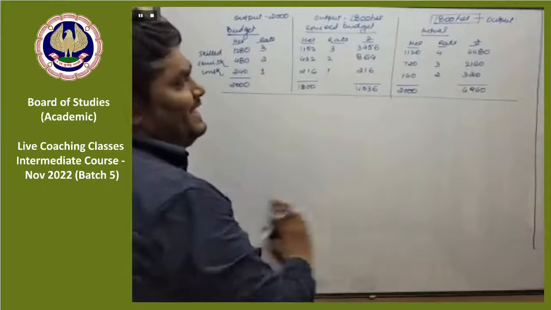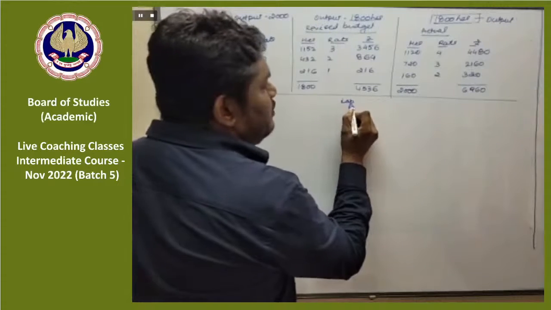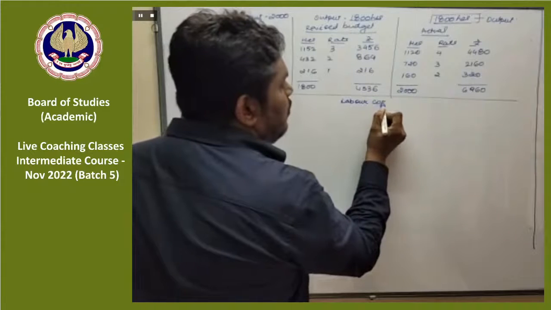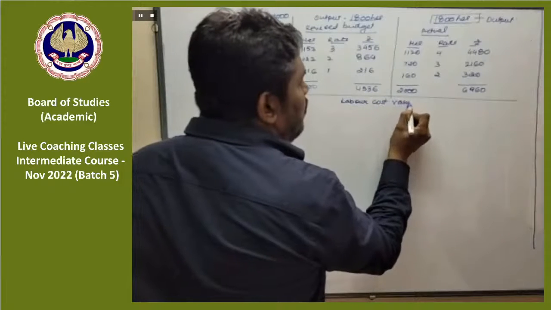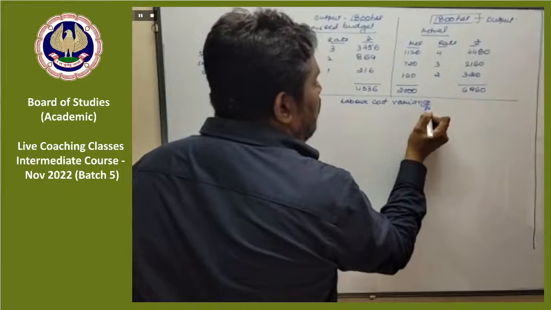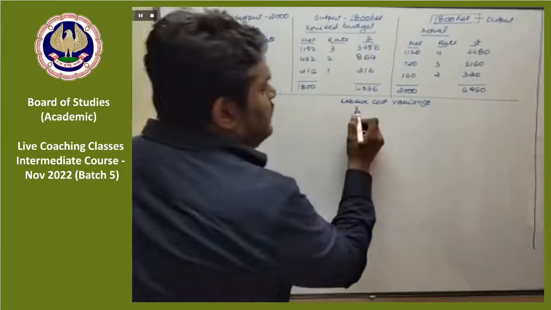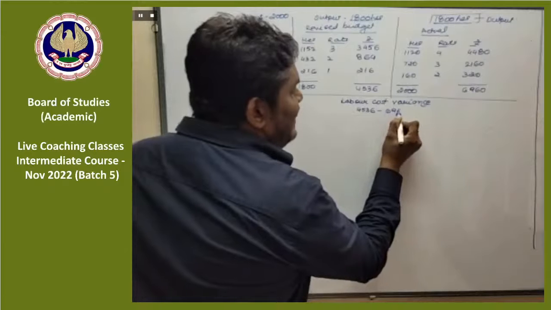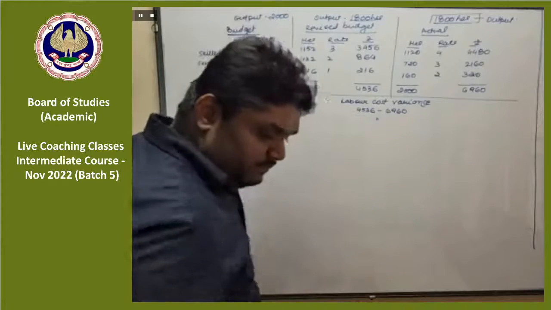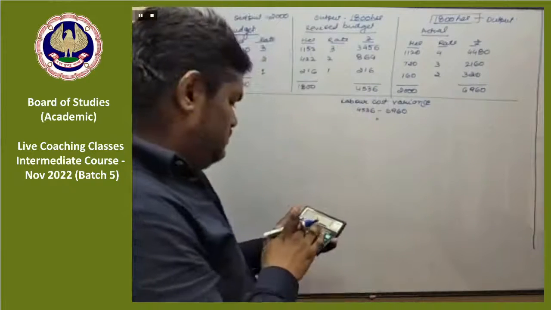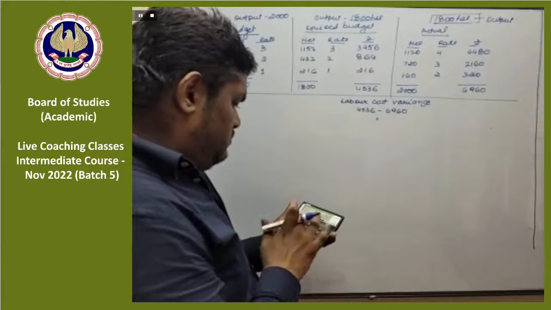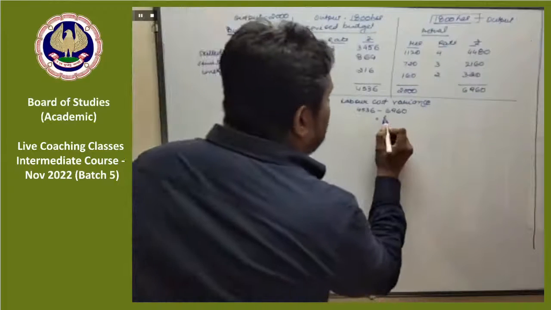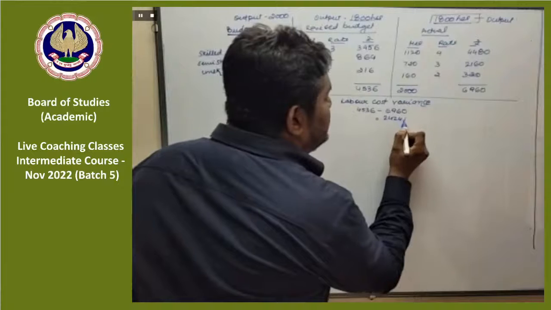So we can easily calculate the variance as labor cost variance will be 4536 minus 6960. This will be 2424 adverse.